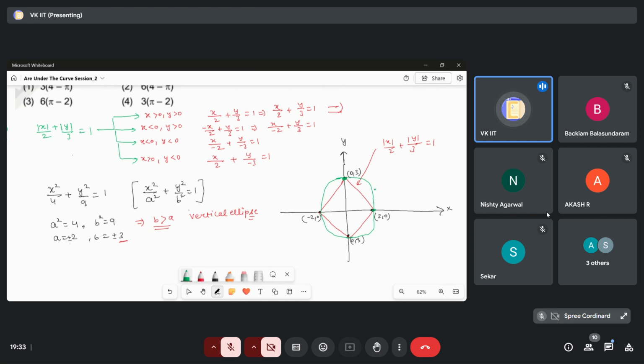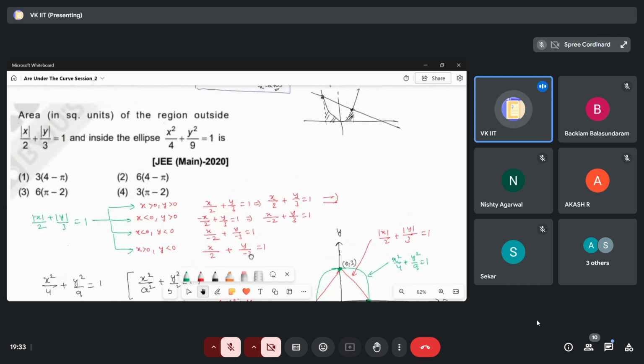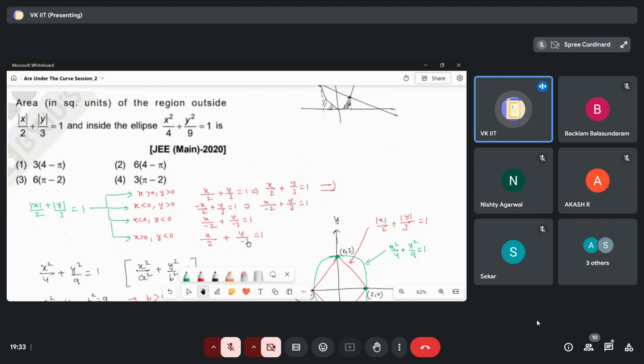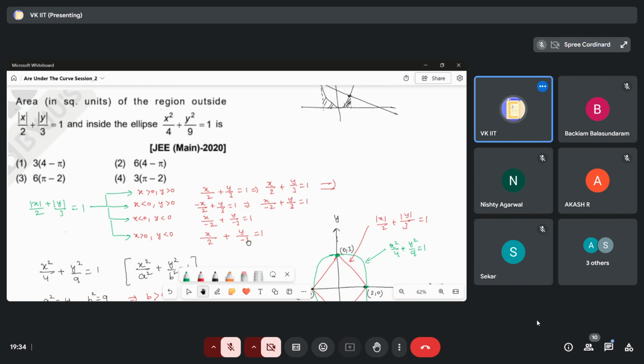Okay, so this green color is the ellipse which is given to you: x square by 4 plus y square by 9 equal to 1. Now they have not given anything like a greater than or equal inequality sign. So what you will be saying is that since the question is saying area of the region outside the line but inside the ellipse. See the question clearly. They are clearly saying that it should be outside this line and inside the ellipse.